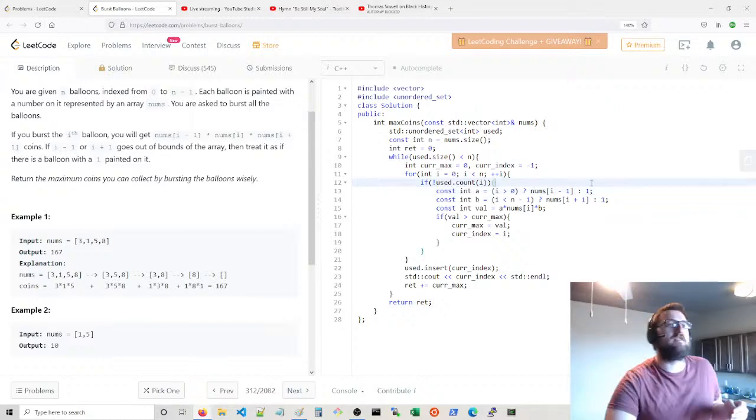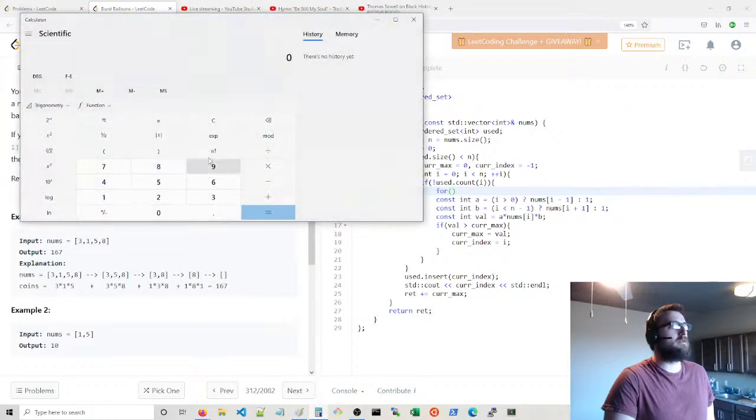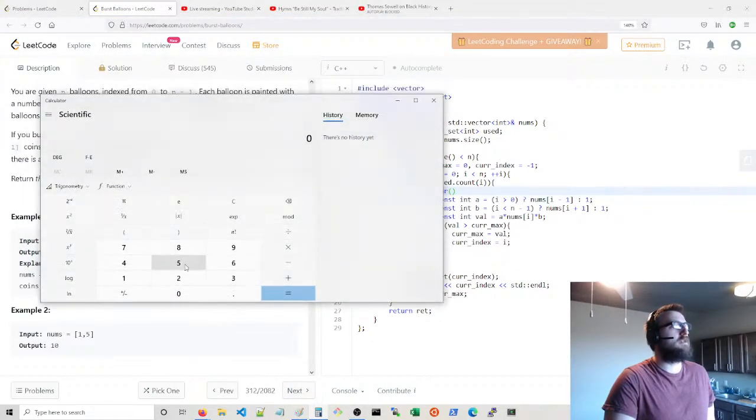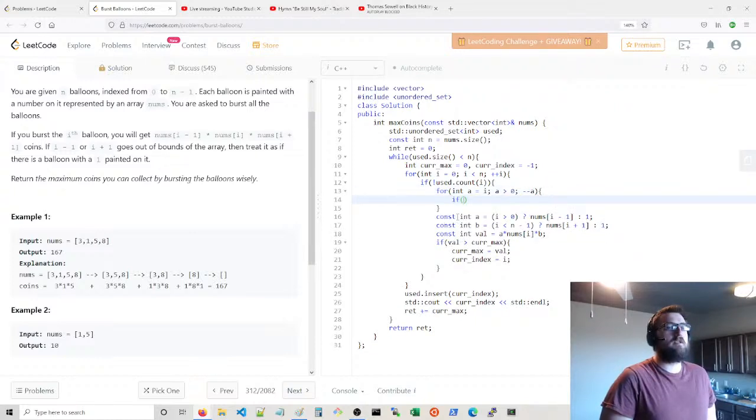So this is not the most efficient way to do this. I think if we dump everything into a linked list, we can make it more efficient. But 400 cubed, yeah, that's going to be too slow. But we can make this cubic. So we'll just int a equals i, while a is greater than 0, decrement a. Say if used dot if not used.